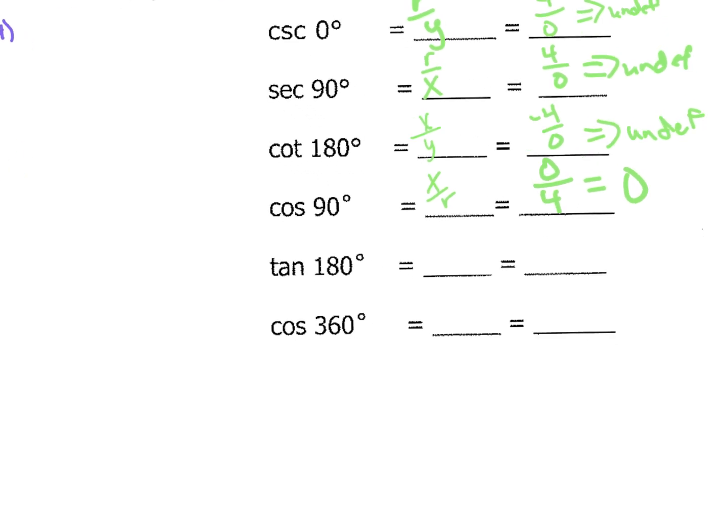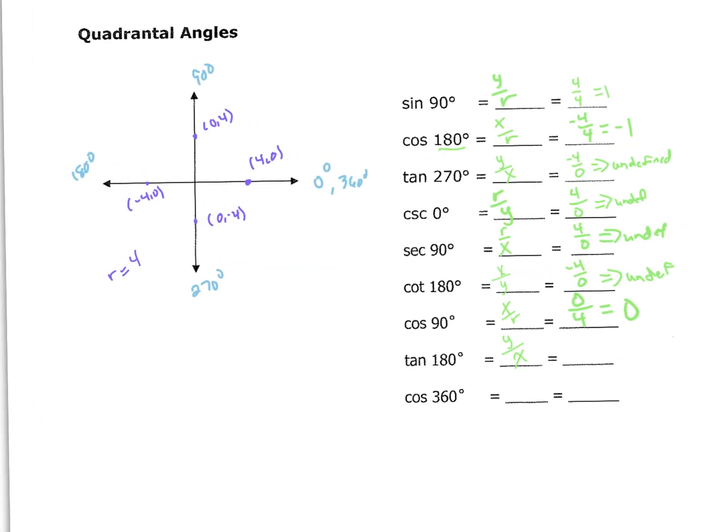Okay, next one, tangent. Avery, what's the ratio for tangent? Using X's and Y's and R's, Y over X, there you go. So we're going to think Y over X at 180 degrees. So what do we get, Avery?